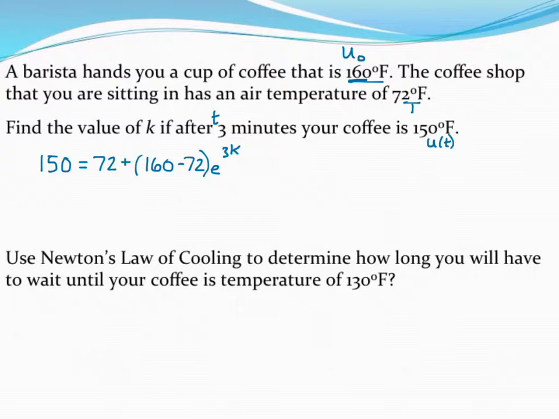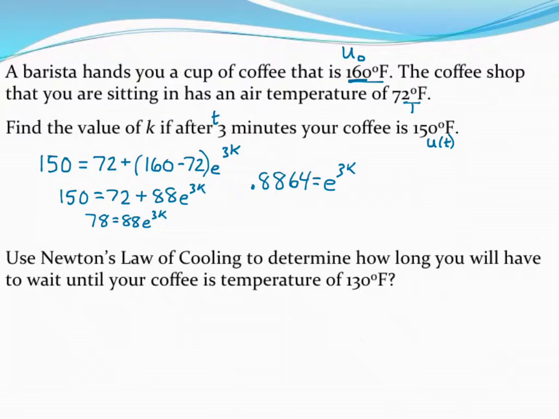So let's go ahead and solve this equation. Let's do some simplifying with this. So I'll go ahead and simplify my parentheses. So I end up with 72 plus 88 e to the 3k. I'll subtract 72 next, so 150 minus 72 leaves me with 78 equal to 88 times e to the 3k. Dividing both sides by 88 gets me approximately 0.864. And then as we've talked about, go ahead and use the full decimal on your calculator. I'm going to write down a rounded answer, but don't round that value on your calculator. Keep the whole thing in there.